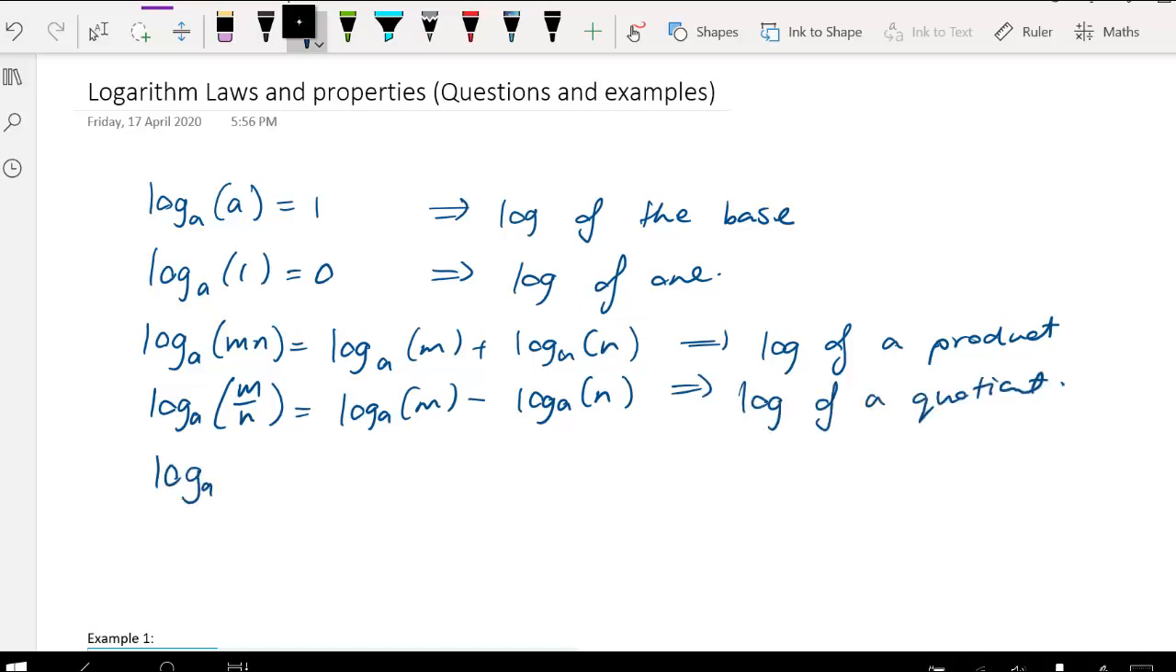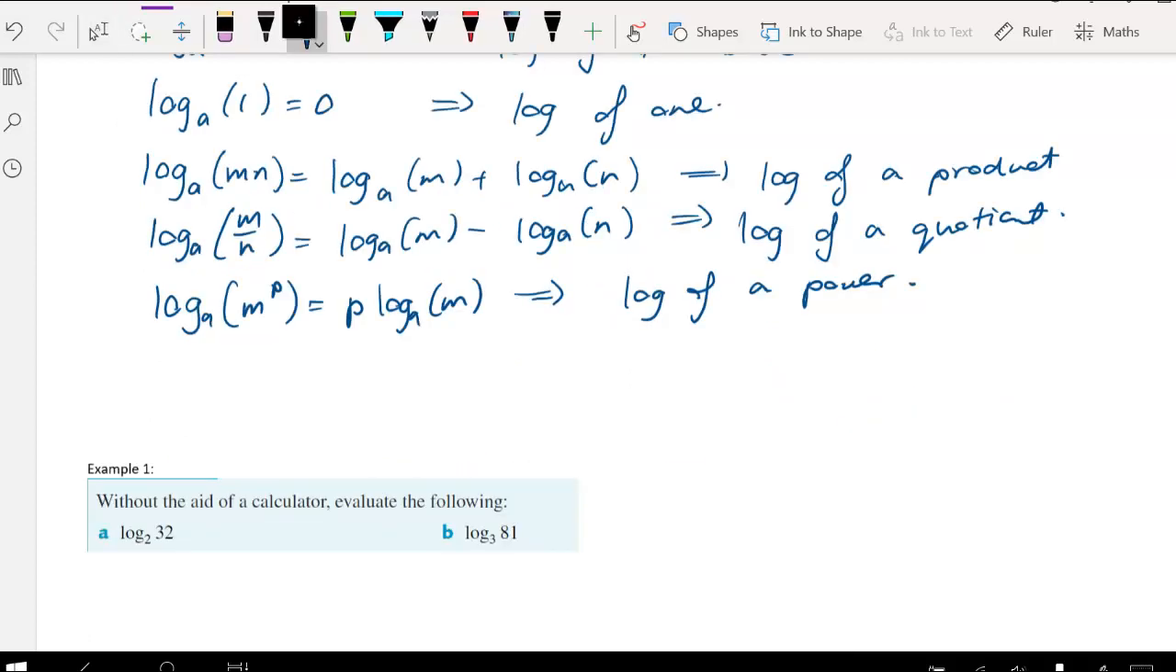Log base a m to the power of p is equal to p log base a m. We'll call this log of a power. And finally, log base a of 1 on m is equal to negative log base a m. We'll call this our negative log law.